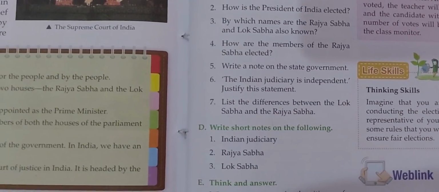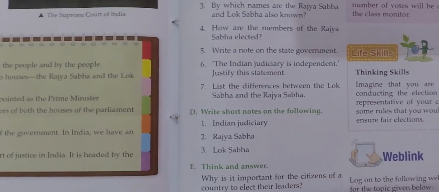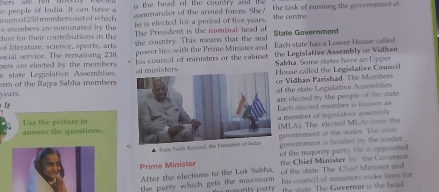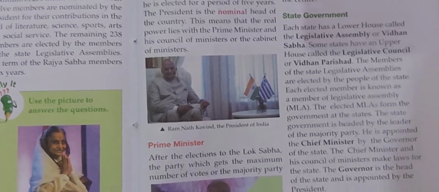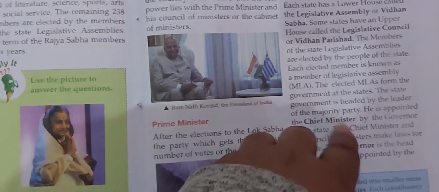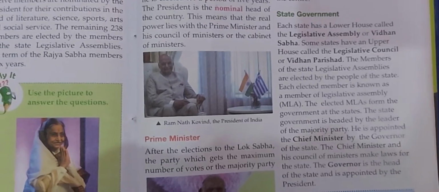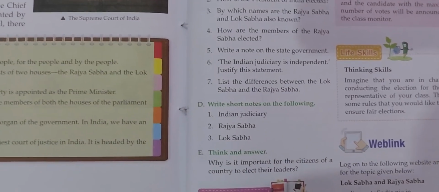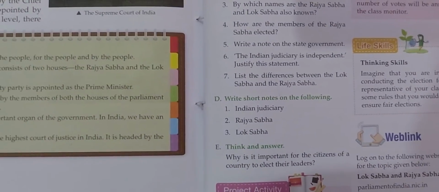Then question number 5, write a note on the state government. For this you have to go again to page number 117. Here you can see a big paragraph. You can choose the important lines that are the most important part of the state government. There is no need to write the whole paragraph.